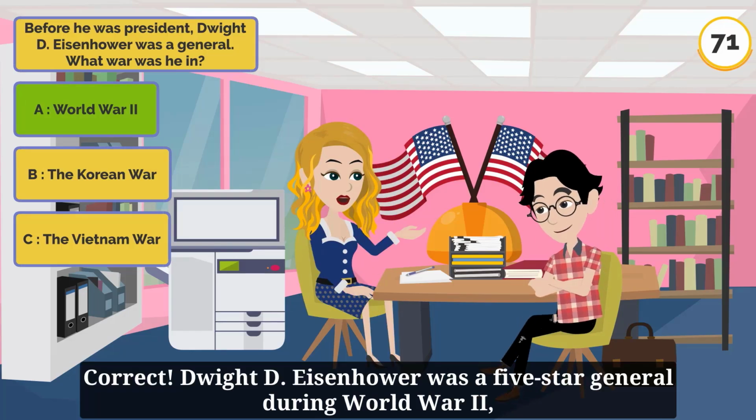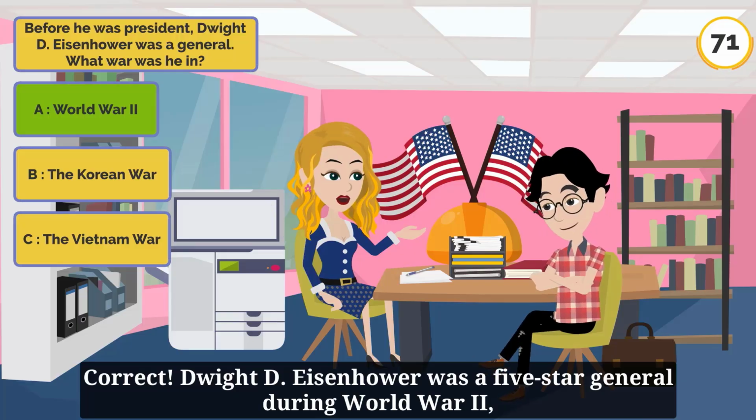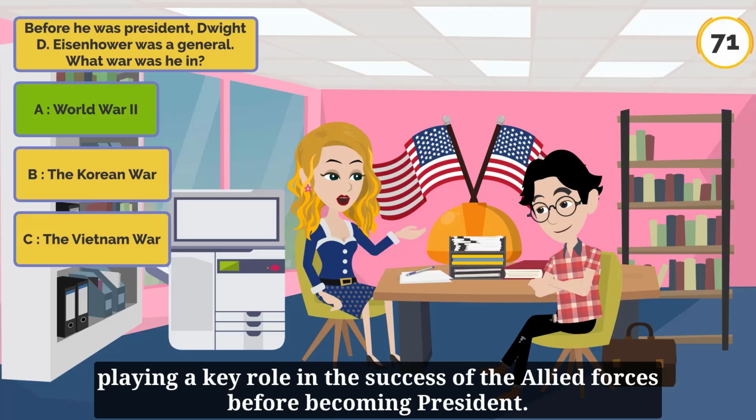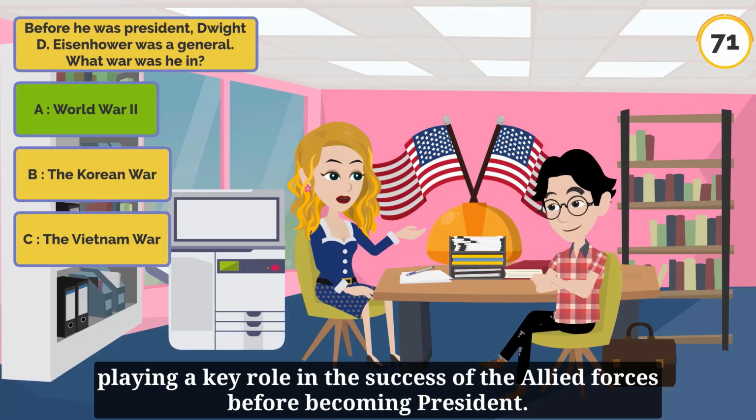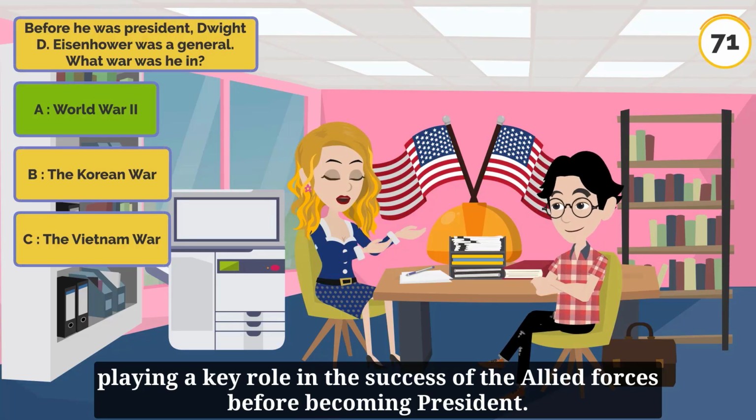Correct. Dwight D. Eisenhower was a five-star general during World War II, playing a key role in the success of the Allied forces before becoming president.